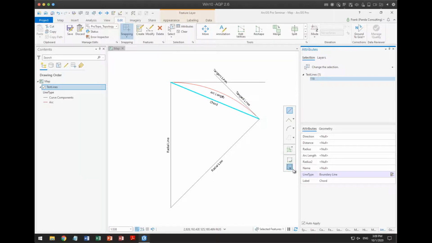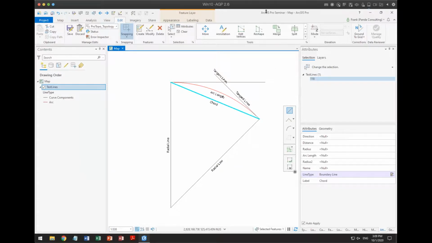Again, a line at 90 degrees to this radial line is called a tangent line, and that's off of each of those radial lines. Where those radial lines intersect is called the point of intersection of the tangents. Those are all important terms when you're dealing with this.